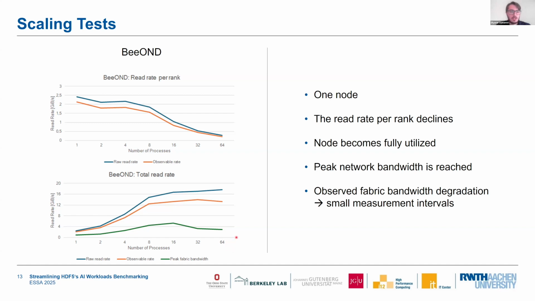One node with 1 up to 64 processes per node. As you can see, the read rate per rank declines as the number of processes increase. This behavior is expected as the node becomes fully utilized and the peak network bandwidth, which you can see here, is reached with 64 processes. Additionally, the overall read rate reaches its highest point with the maximum number of processes in our test.